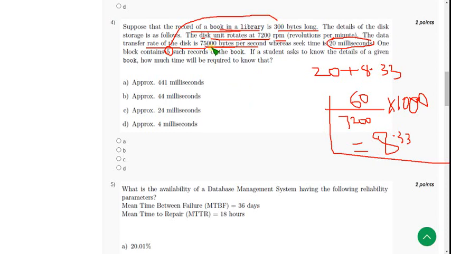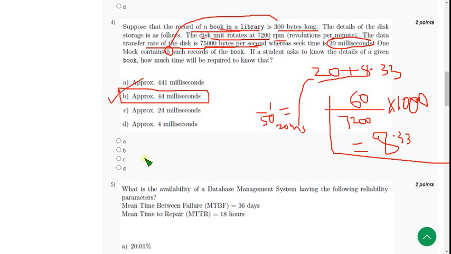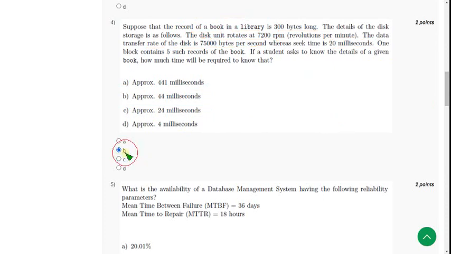So for 75,000 bytes transfer we need 1 second. For 1500 bytes we need just 1 by 50th of a second, that means 20 milliseconds. So 20 plus 20, 40, 48.33. Guys, here they did not mention 48.33, so I think approximately 44 milliseconds may be the answer. I'm not sure about this, so I told the probable solution. For the fourth question, I have got option B as the answer.